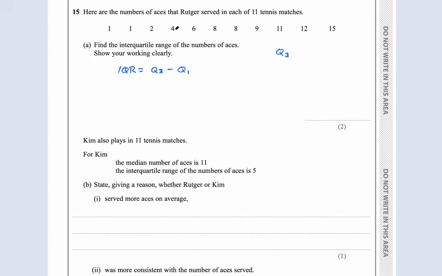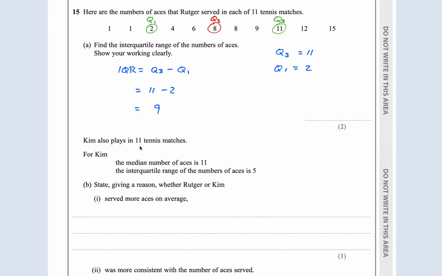So there's 1, 2, 3, 4, 5, 6, 7, 8, 9, 10, 11. So the median has to be here, which means there's 5 to the left and 5 to the right. So this is the median, or Q2, which means the upper quartile is this guy. This is Q3, and the lower quartile is here, because he's in the middle of these 5 and he's in the middle of these 5. So Q3 is equal to 11 and Q1 is equal to 2. So it's 11 minus 2, which is equal to 9.